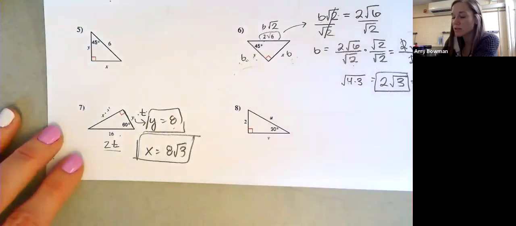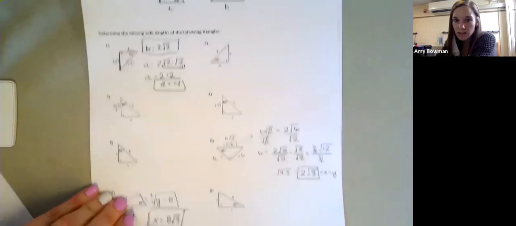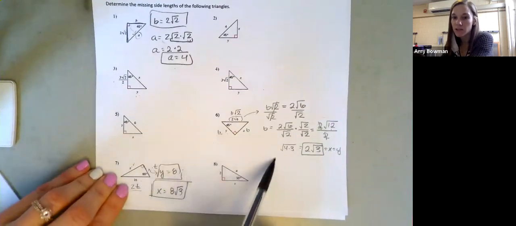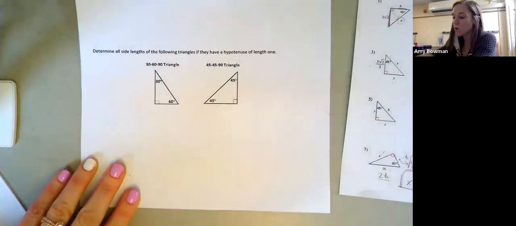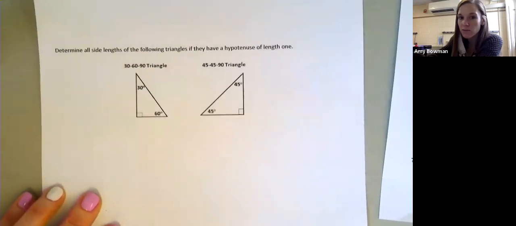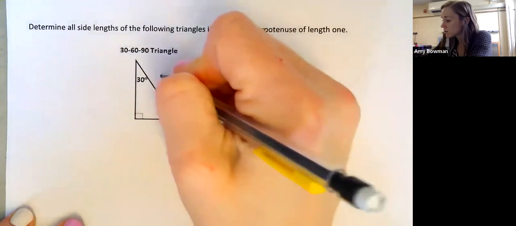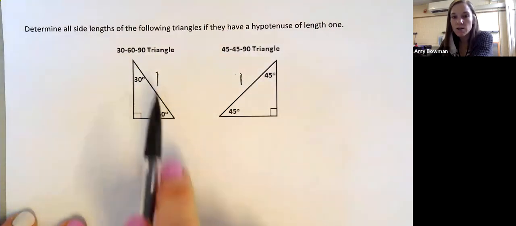Okay, this should be enough to get you guys going on this. I would like you, during class time, to finish this worksheet. Please circle all of your answers so I can easily find them. There is a back, you're going to do that, and you're going to end with this last one on the back. Determine the lengths of the following triangles if they have a hypotenuse of 1. I want to know if this hypotenuse is 1.